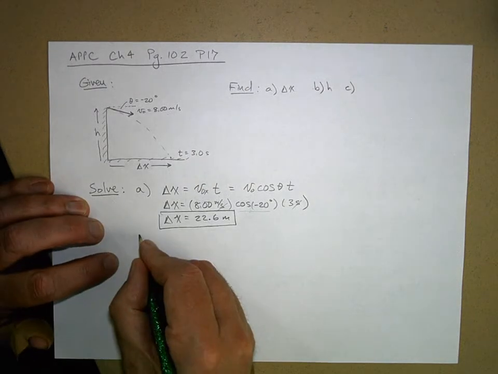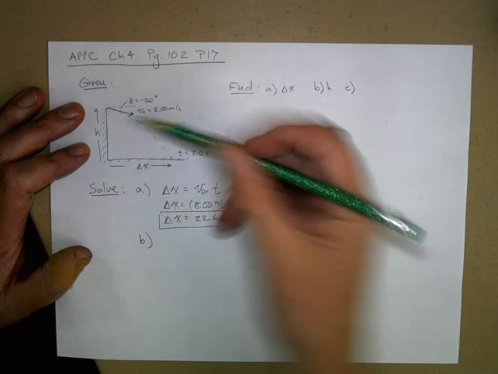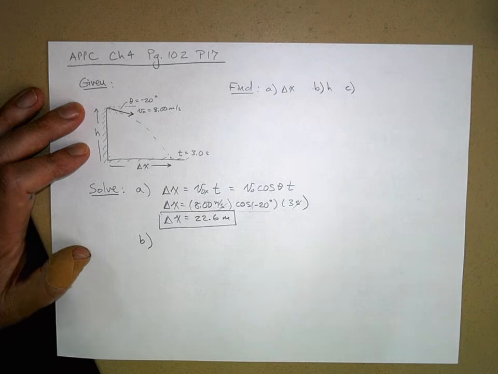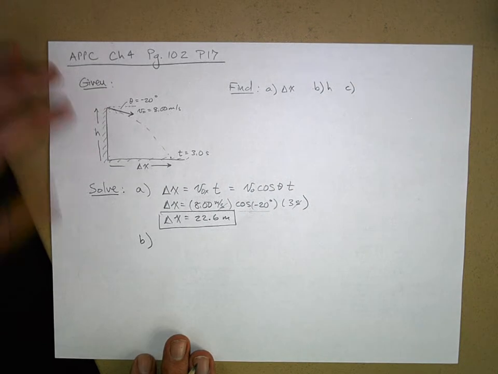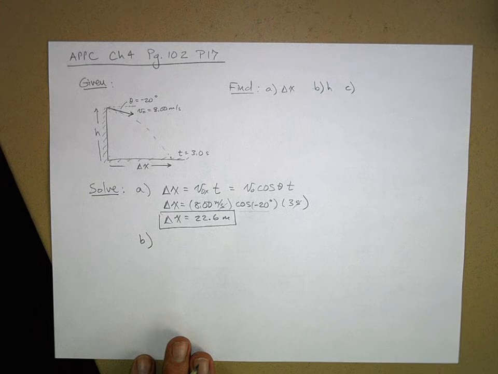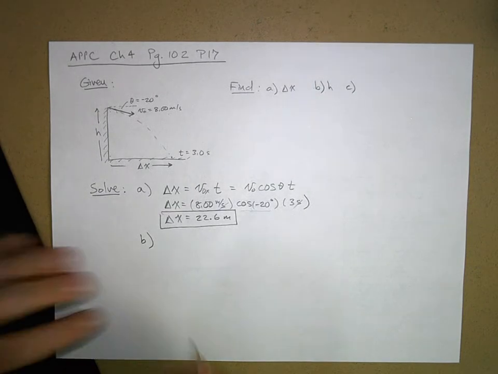So let's do part B. And we want the height here. So really the height, from here to here, we'll call that delta y. And what do I know? Well, I can figure out the initial velocity in the y direction, and I'm given time, and I know the acceleration. So I can use the third kinematic equation.